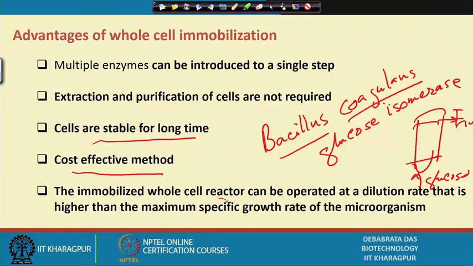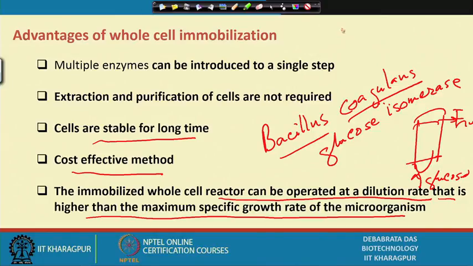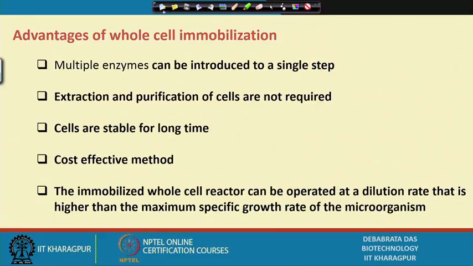The immobilized whole cell reactor can be operated at a dilution rate that is higher than the maximum specific growth rate of the organism. I told you, since you are holding the cells, you are not allowing the cells to go out of the system. So dilution rate has little role to play, because even if you cross the washout dilution rate D, which is the problem in the normal chemostat process, that problem can be overcome here. This is the major advantage of this whole cell immobilization process.